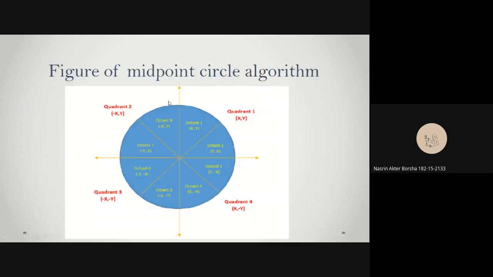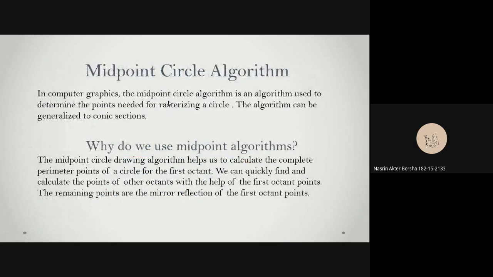So now, a basic question: what is the midpoint circle algorithm? In computer graphics, the midpoint circle algorithm is an algorithm that is basically used to determine the points needed for rasterizing a circle. Then a natural question arises: why do we use midpoint algorithms?